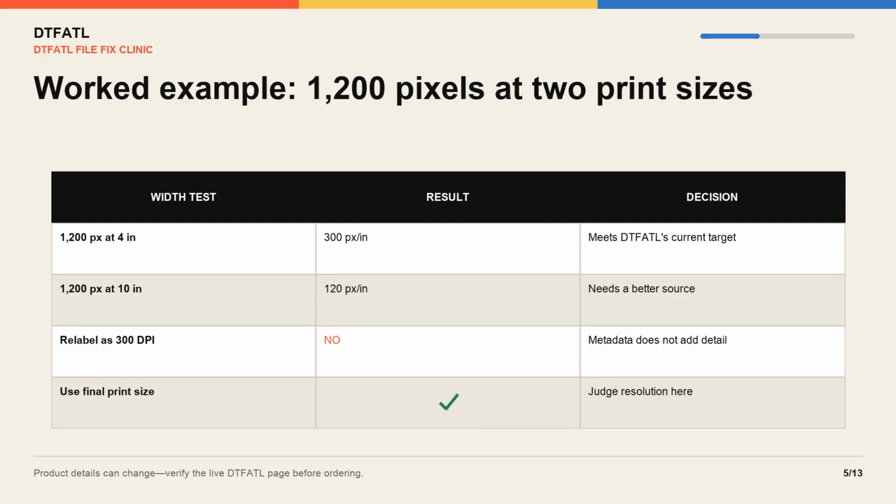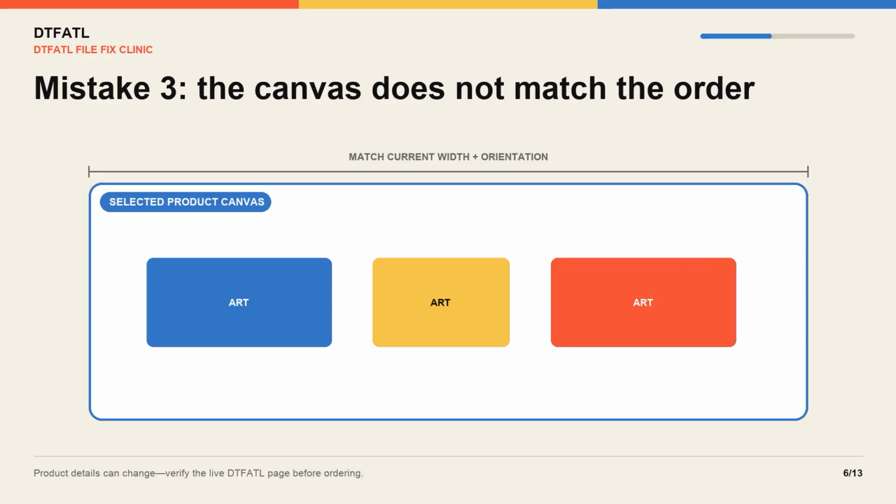A 1200 pixel wide image provides 300 pixels per inch at 4 inches wide. Stretch the same file to 10 inches and it provides only 120 pixels per inch. Simply changing the DPI label does not create missing detail. DTFATL's current requirement is 300 DPI at final size, so the intended physical size must be part of the resolution check. The canvas and orientation must match the product and selected size.